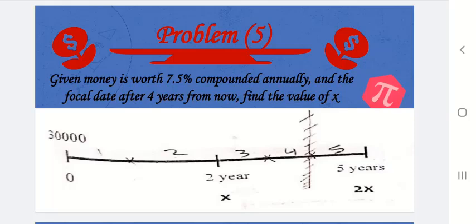Because the focal date lies in between the maturity dates of the old and the new obligations, the future value of $30,000 equals the future value of X plus the present value of 2X. In this example, J equals 7.5% and it's compounded annually, so I will be equal to 7.5%. And N for $30,000 equals 4, N for X equals 2, N for 2X equals 1.